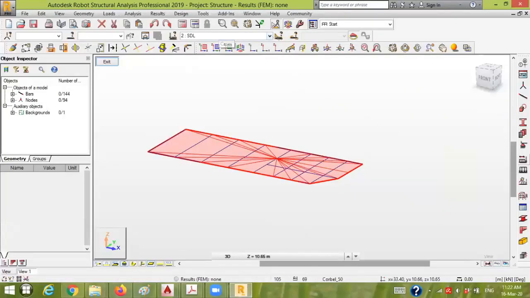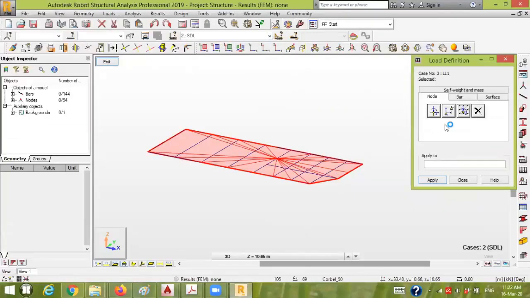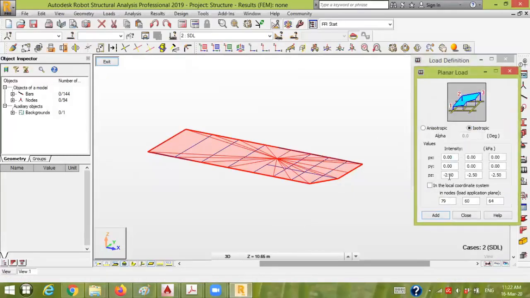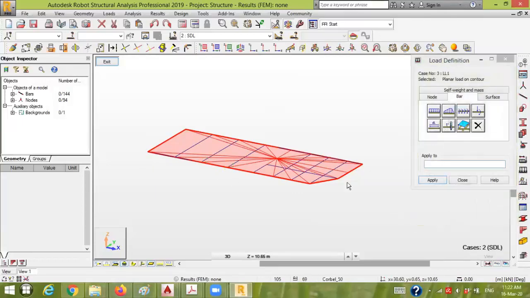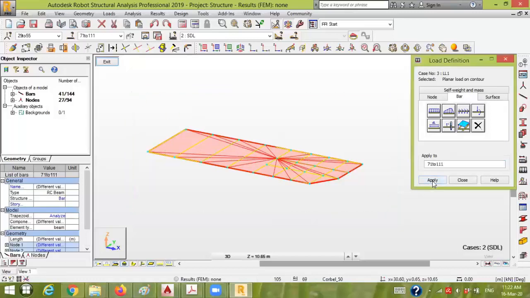Now in the case of SDL, we have minus 3. Nodes are three nodes, one of them non-collinear. Only three nodes, one of them non-collinear. Apply to all.